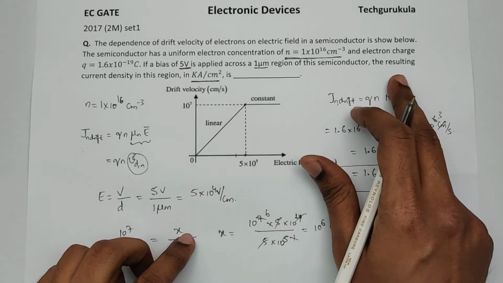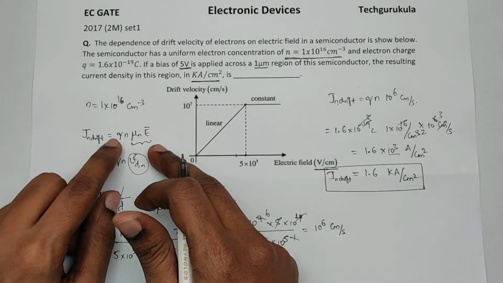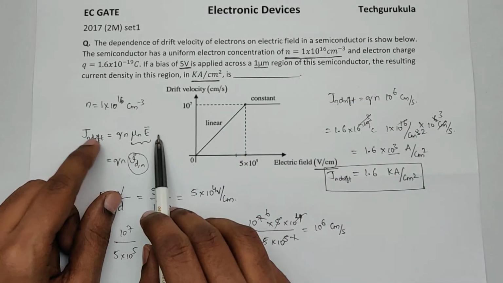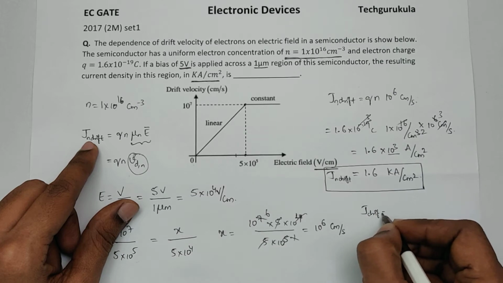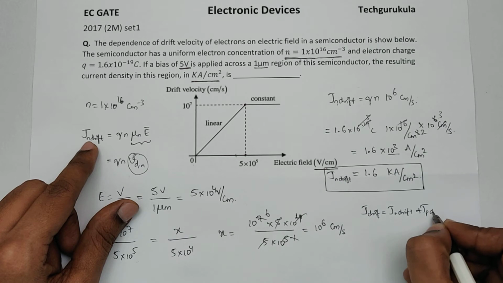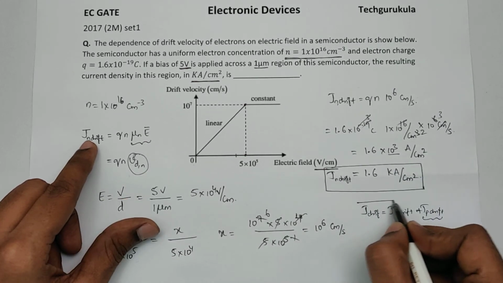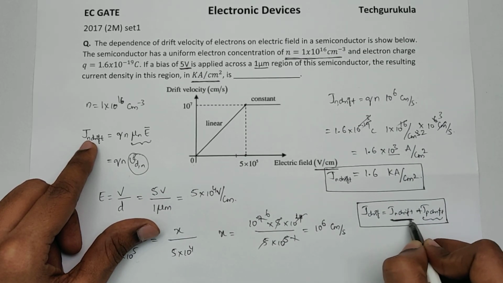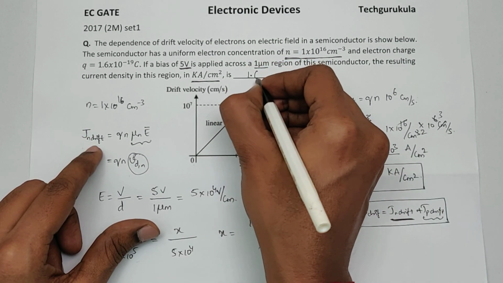In fact, the current density that is being asked is Jn drift plus Jp drift, but the carrier concentration of holes will be very small, hence we didn't take the Jp drift. The entire J drift would be equal to Jn drift plus Jp drift, but because this component is very small, we actually took only this component in the n-type semiconductor. Hence J drift is equal to Jn drift. So the answer is 1.6.